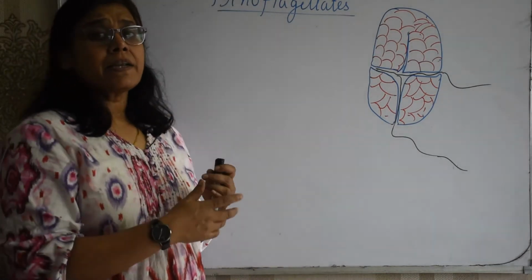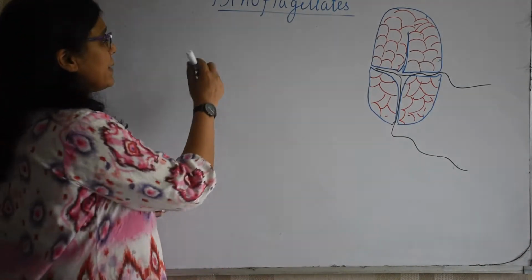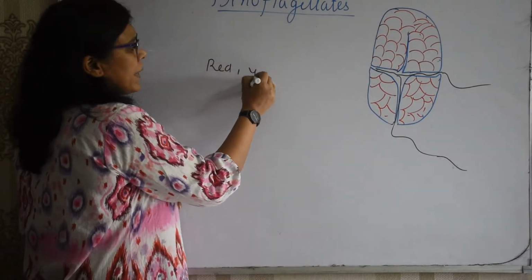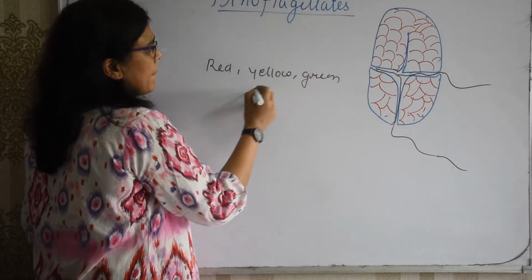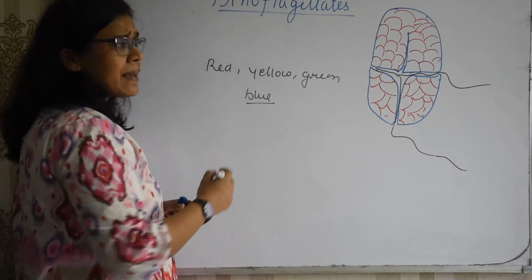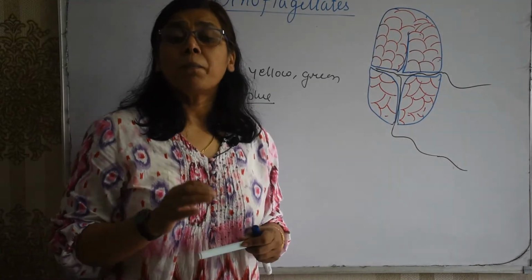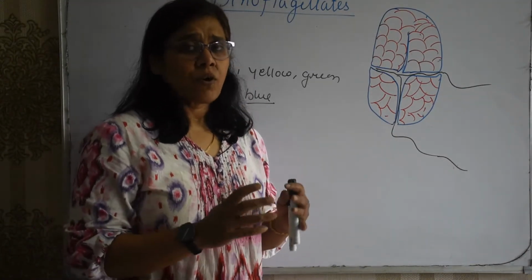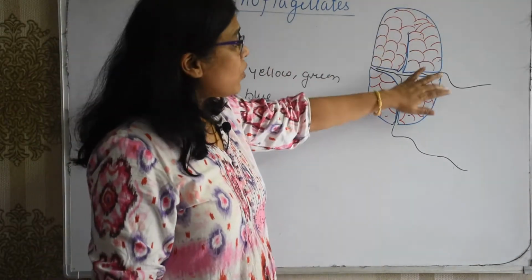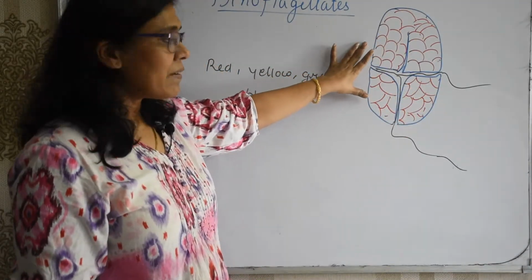They may occur in different colors like red, yellow, green, blue, and this happens due to the presence of the main pigment. Now we will see the main characteristics of dinoflagellates. Here I have drawn a diagram for reference.